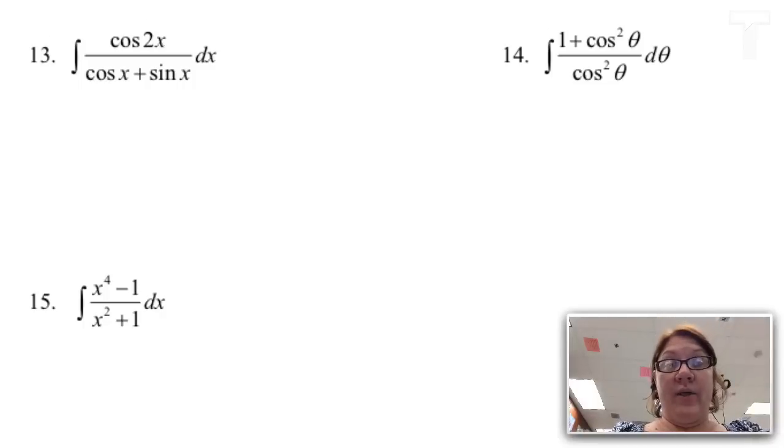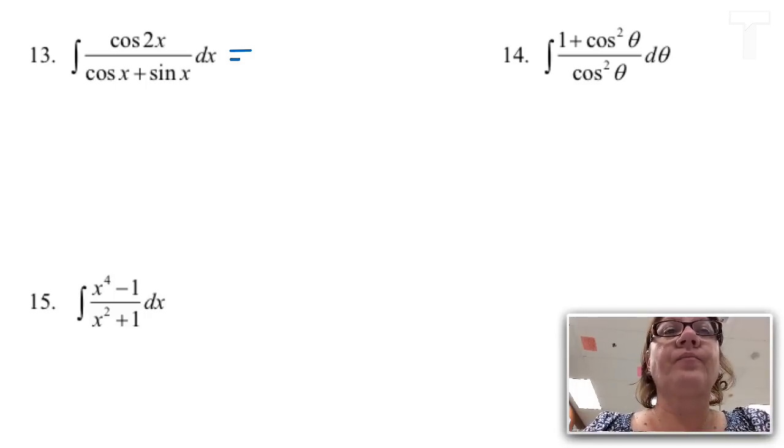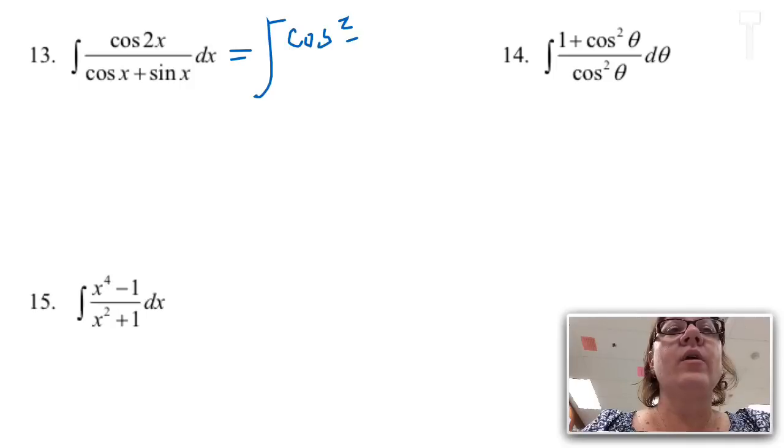Oh, wait till you see the hocus pocus we're going to do on this next one. Cosine 2x. Oh, I don't like those double angles, so I need to change it into something else. And if you remember, cosine 2x has 3 different versions. So I get to pick one. And I'm going to pick the cosine squared minus sine squared version.